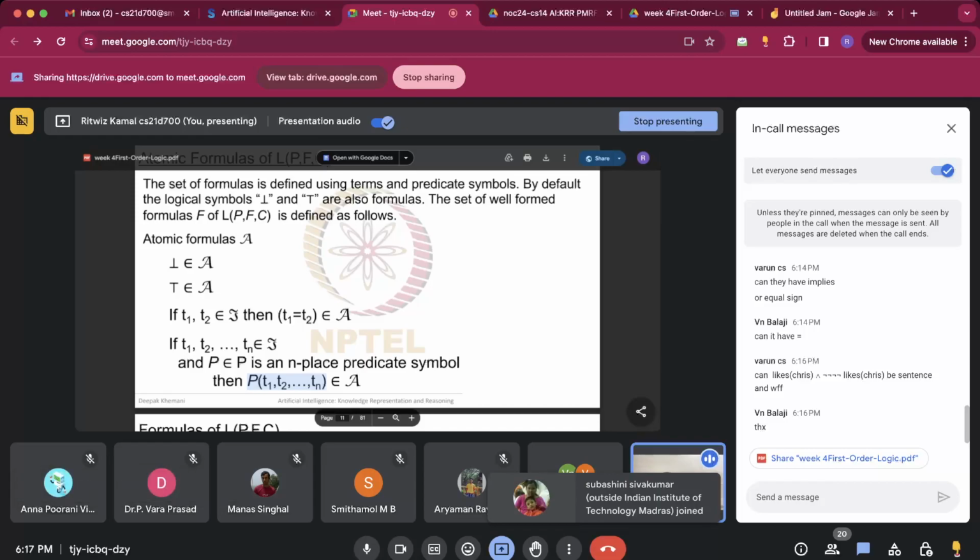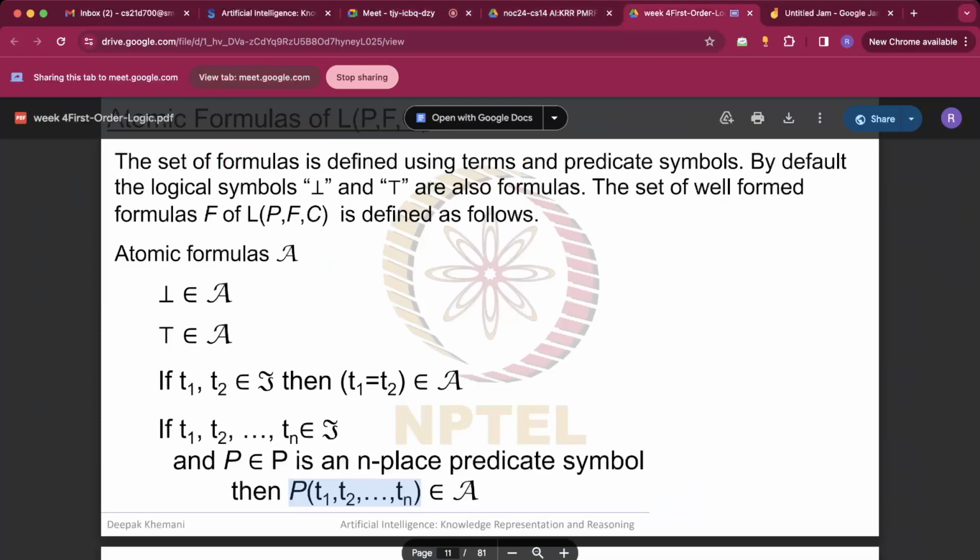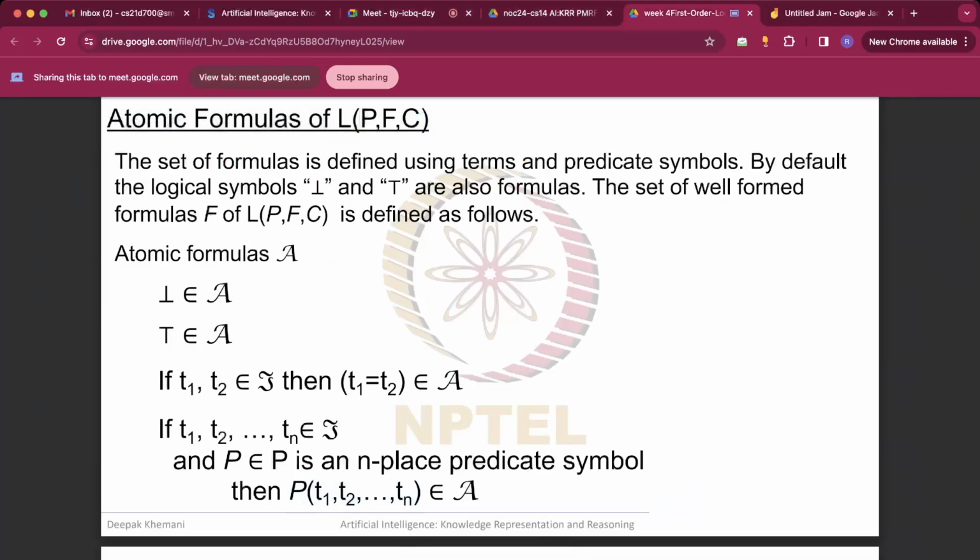So here, what you mean to say by likes Chris, if it is a function, is a function called likes that takes as input a constant which is Chris. By definition of a term, this part alone, likes Chris, is a term. But likes Chris and something has a connective between it, right? This cannot be an atomic formula. Whether it can be a sentence or not, that is debatable, that we'll see in the upcoming few minutes. I hope the definition of atomic formula is clear now.